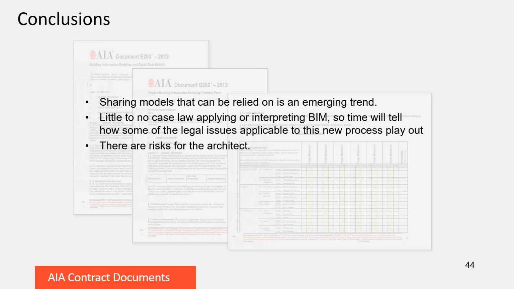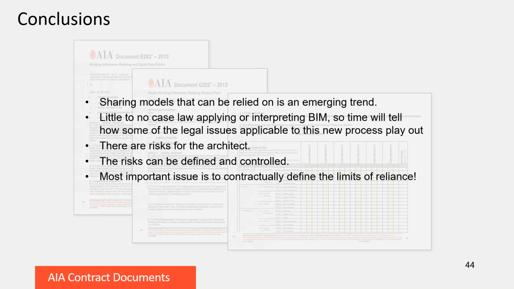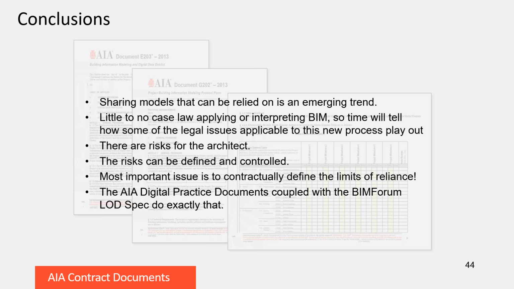But there are some risks for the architect, and they're mainly around that unintended information. But the risks can be defined and controlled. And the most important issue is to contractually define the limits of reliance. And the AIA digital practice documents, coupled with the BIM Forum LOD spec, do exactly that. They allow you to contractually define at a very detailed level what can and can't be relied on in your model and to what degree.